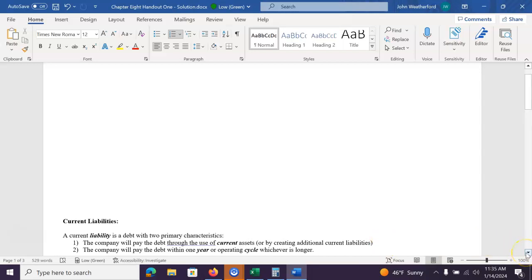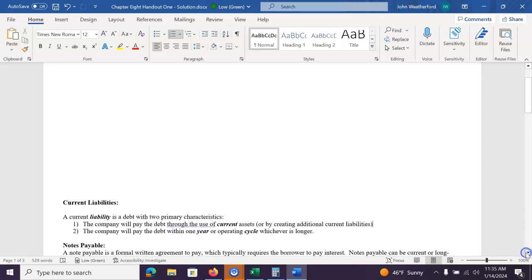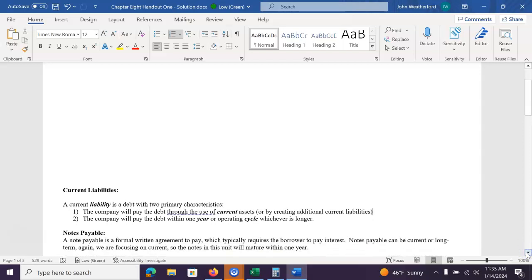So, with current liabilities, one type that we'll look at would be a short-term note payable. There we've borrowed from a lender and intend to pay it back within sometime less than a year. So a note payable is a formal written agreement to pay, which typically requires the borrower to pay interest. Notes payable can be current or long-term. Again, we're focusing on current, so the notes in this unit will mature within 1 year.